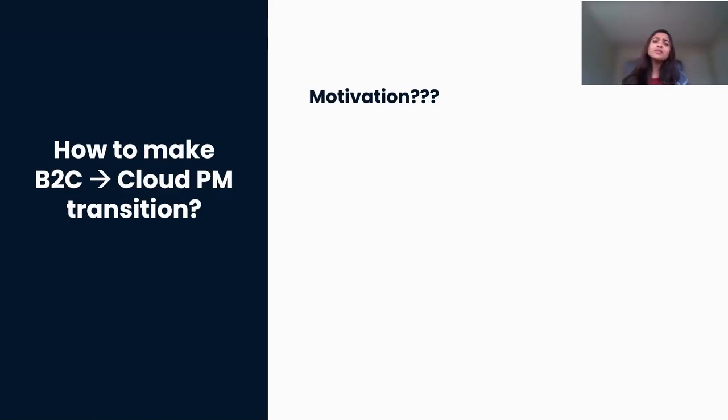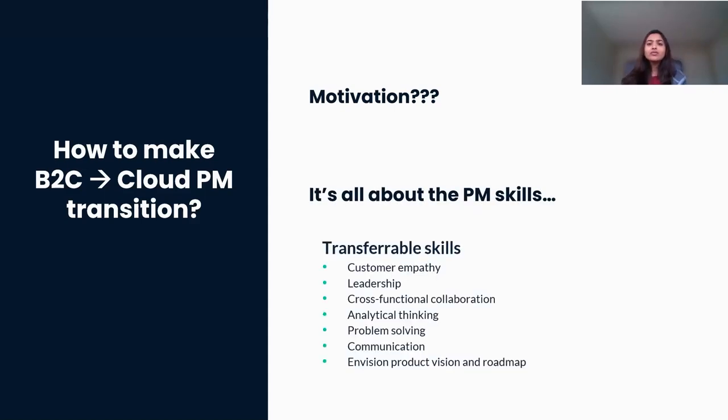Now, if you have been working in the B2C or B2B domain, you would already be familiar with typical PM skills to succeed in your role. And those hard-earned PM skills, they never go waste. Now, these are absolutely transferable skills. You will always find yourself applying them in your day-to-day work, no matter in what domain you are.